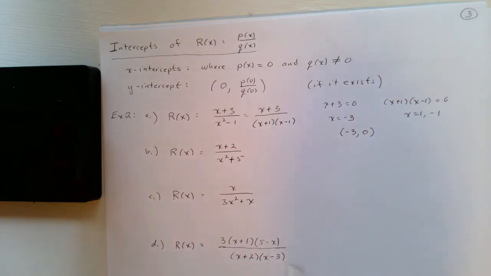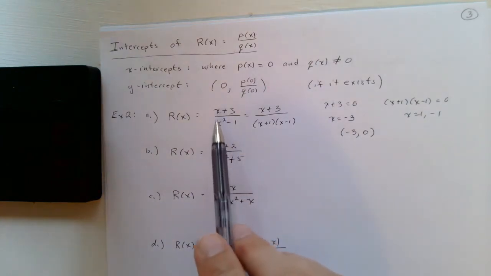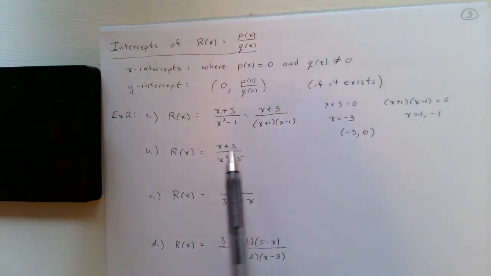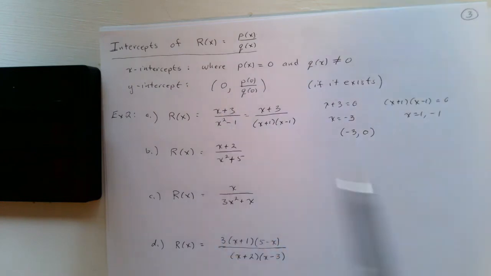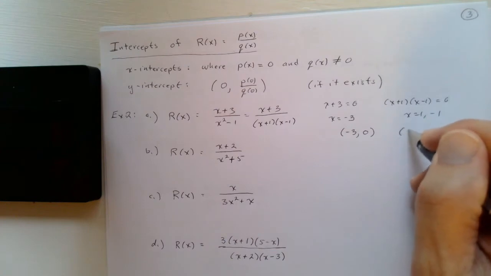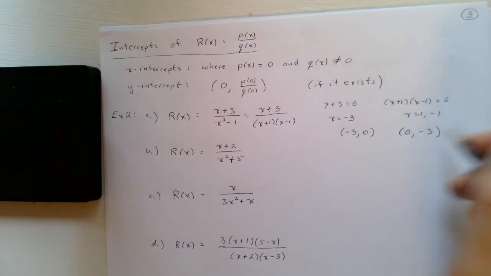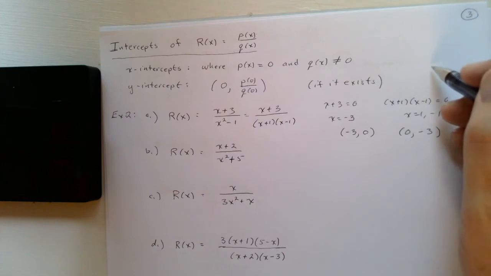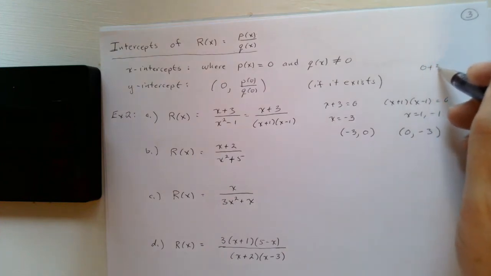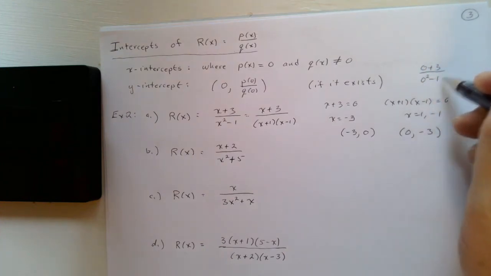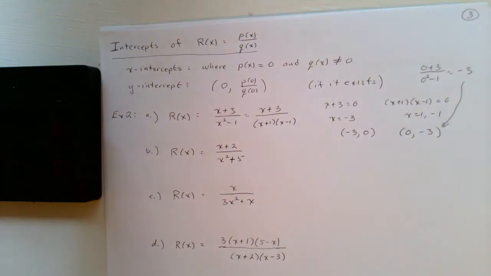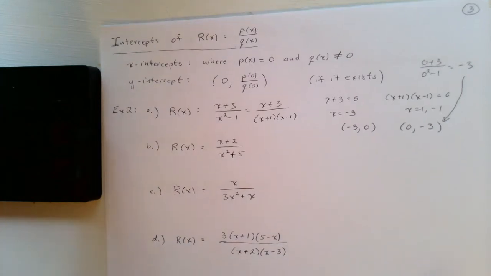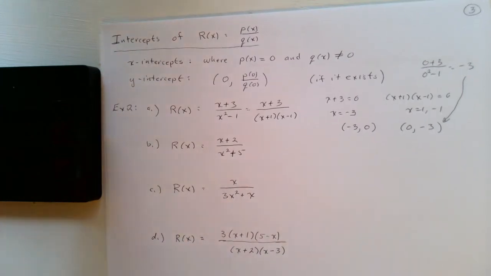And then for the y-intercept, if we plug in x equals 0, well, it looks like we get 0 plus 3 and 0 minus 1. So actually you get negative 3 as well. It's 0, negative 3, because you get 0 plus 3 over 0 squared minus 1, which is equal to negative 3. So that's how you get this one. Let me pause the video and do the rest of these.